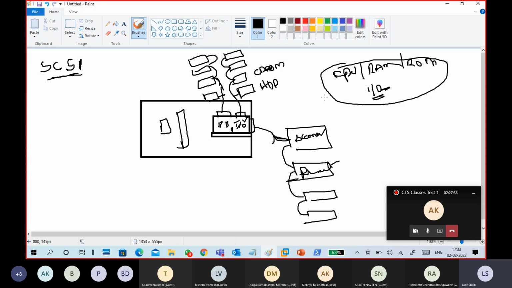Next one is it is hot swappable. It means you can remove the device anytime. You can remove any device anytime without shutting down the PC. It is hot swappable.